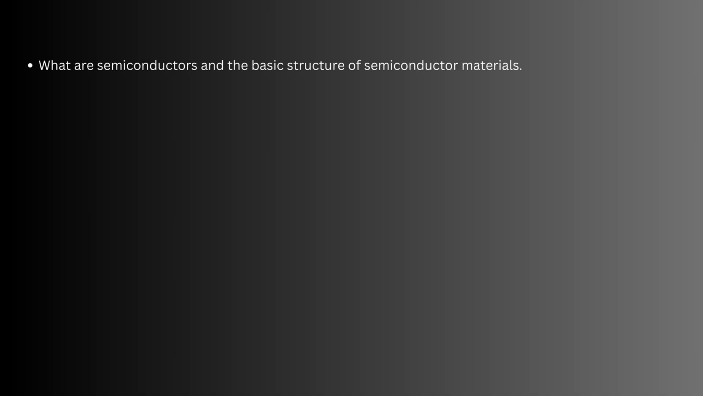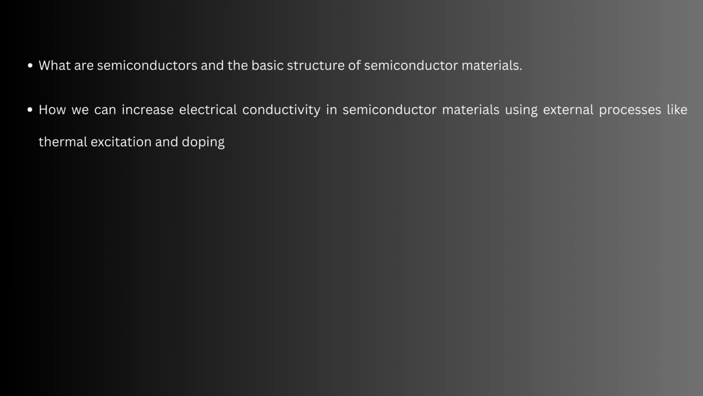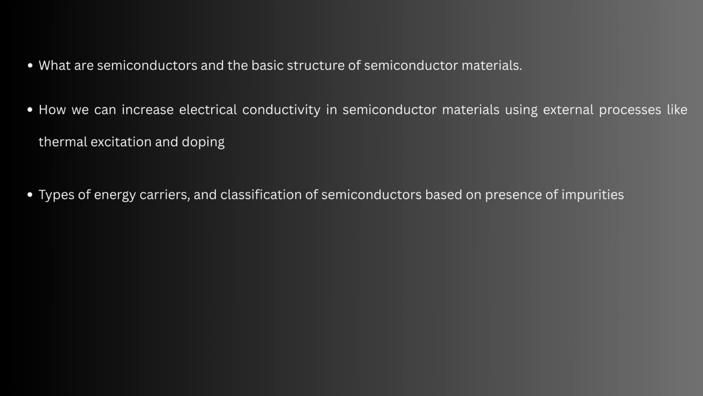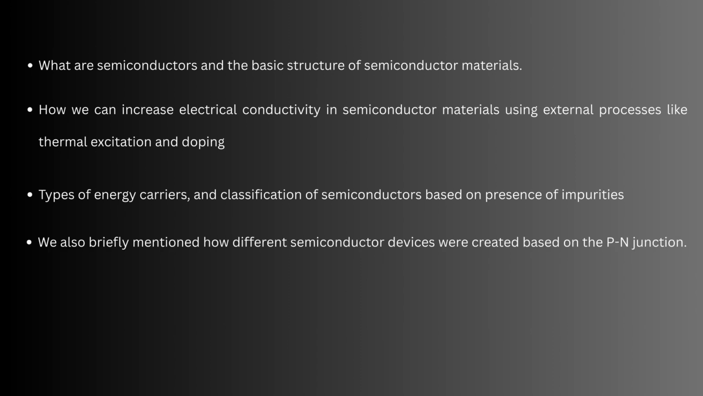So let's do a quick recap of whatever we learned today. So we learned what semiconductors are and what the basic structure of semiconductor materials is. We learned what doping is and how doping increases electrical conductivity in semiconductor materials like silicon. We understood the classification of semiconductors based on their purity. And finally, we saw what a p-n junction is and how it forms the basis of semiconductor devices.